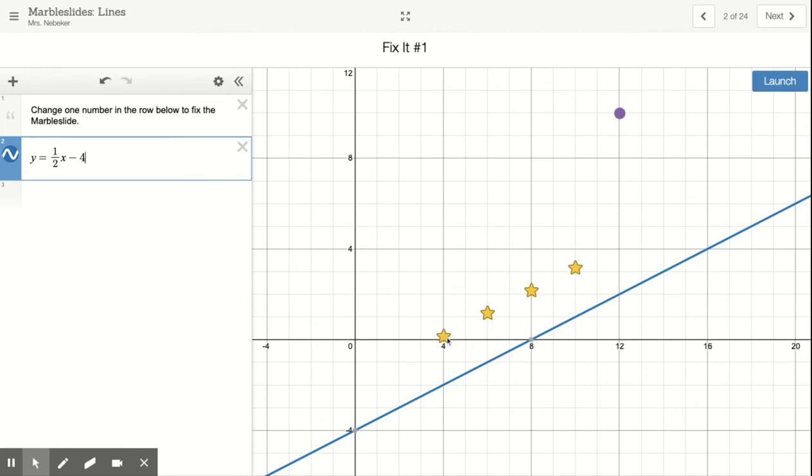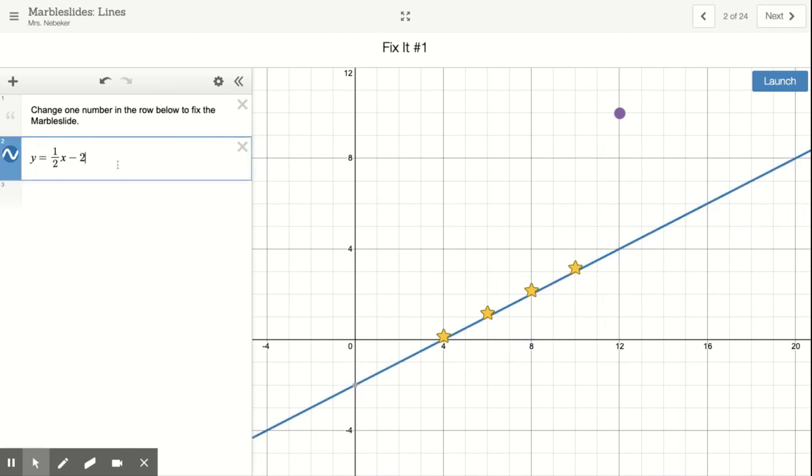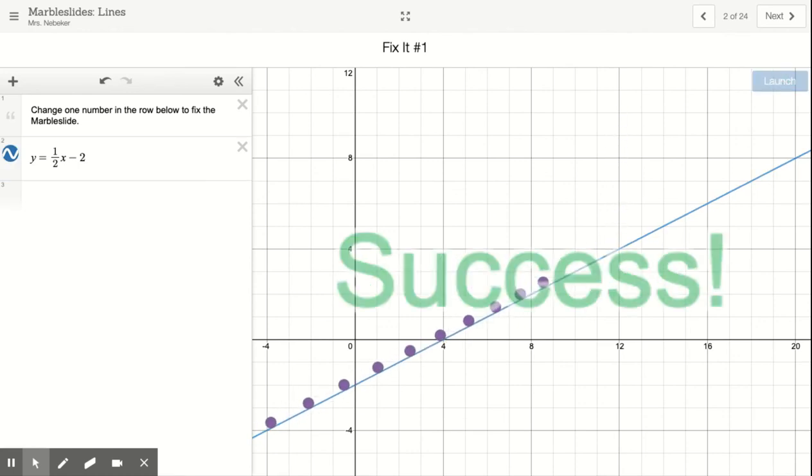So we're trying to figure this out. What you could do is you could stand on this star and you can go opposite your slope. So it has a rise of 1 and a run of 2, but we can go down 1 and left 2, down 1 and left 2, which would intersect here at -2. So my equation should really be -2. And then we're going to launch the ball. And hooray, we got all the stars.